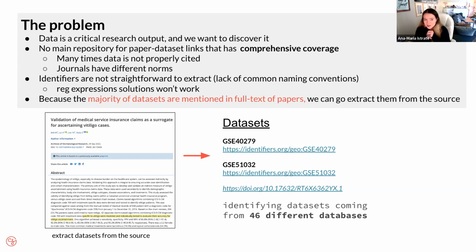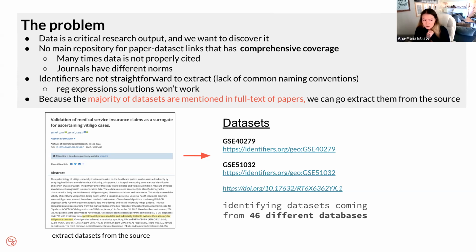The challenge is that there is no main repository right now that gives you these links between what paper and what data set are using. There's no Papers with Code equivalent for the biomedical field. A lot of the time that happens because, although there have been efforts, data is just not properly cited. In an ideal world, when you write a paper, you'd put data in your reference list, but authors just don't do that in practice. Journals also have different norms for publishing data. So it's a really challenging task.